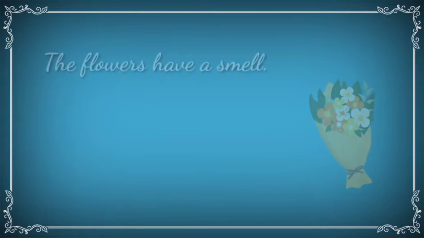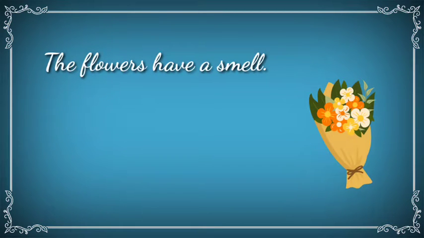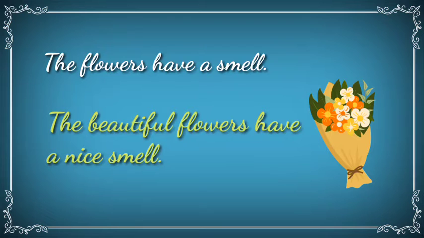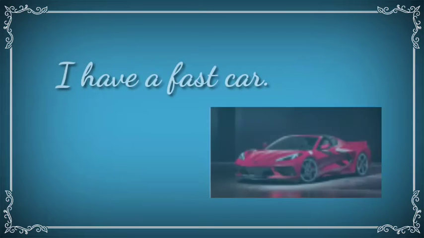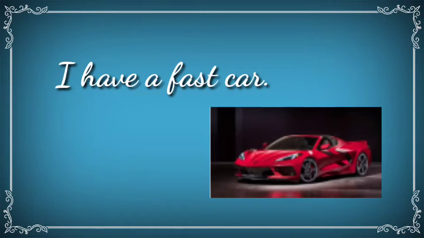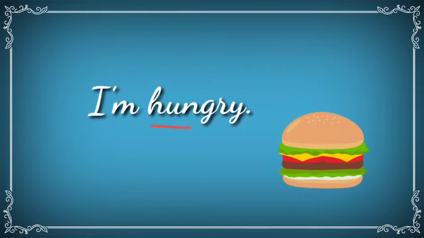Flowers have a smell is just stating a fact, and it has no adjectives to describe what the flowers or their smell are like. The beautiful flowers have a nice smell gives us a lot more information with two descriptive adjectives. Let us look into one more example. I have a fast car. The word fast is describing an attribute of the car. I am hungry. The word hungry is providing information about the subject.